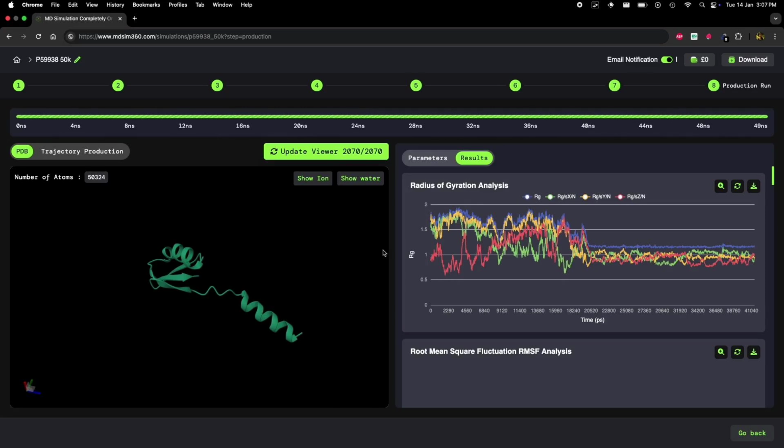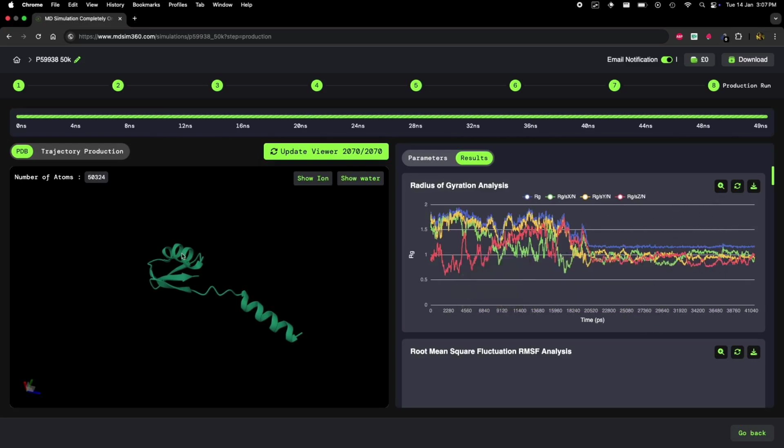Next, let's get into the analysis. We'll start with the radius of gyration. Looking at the plot, you'll notice that in the beginning, the values fluctuate significantly, showing a lot of variation. This is expected since the protein is still adjusting. Over time, though, the values start to stabilize, indicating that the protein is settling into a more compact structure.